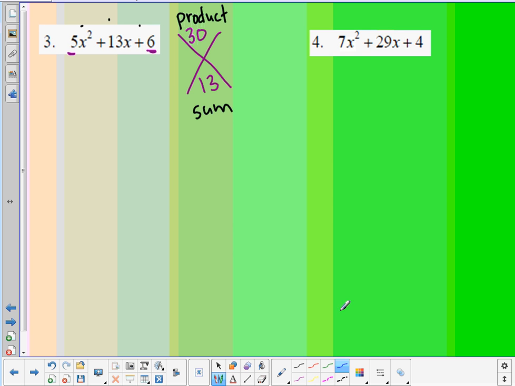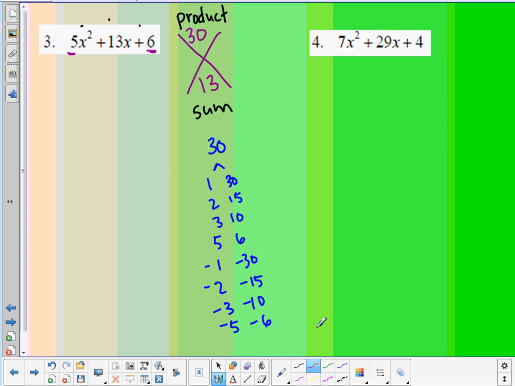Now, one way that might help you do this is if you just list out the things that multiply to 30. Things that multiply to 30 are 1 and 30, 2 and 15, 3 and 10, 5 and 6, and all of those negative versions, -1 and -30, because sometimes we have negative numbers that we have to find, -2 and -15, -3 and -10, -5 and -6. Now, some of you will learn how to find these two without needing to make this list, but if you need help in figuring out what factors you're looking for, then make the list.